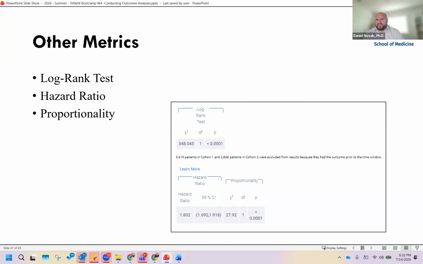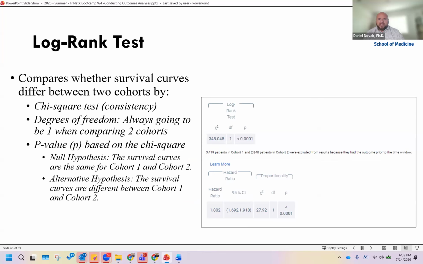So let's just go really quickly through what this gives you. The first is the log rank test. This analysis will tell you the chi-square, the consistency of your outcomes. That gives you a nice p-value that tells you whether it's likely that these values come from the same distribution or not. The degrees of freedom is always going to be one when comparing two cohorts, because it's n minus one. In this case, 2 minus 1 is 1.